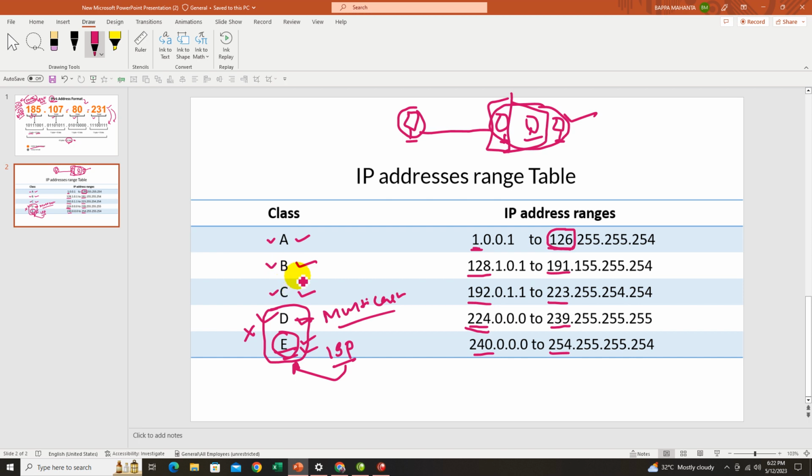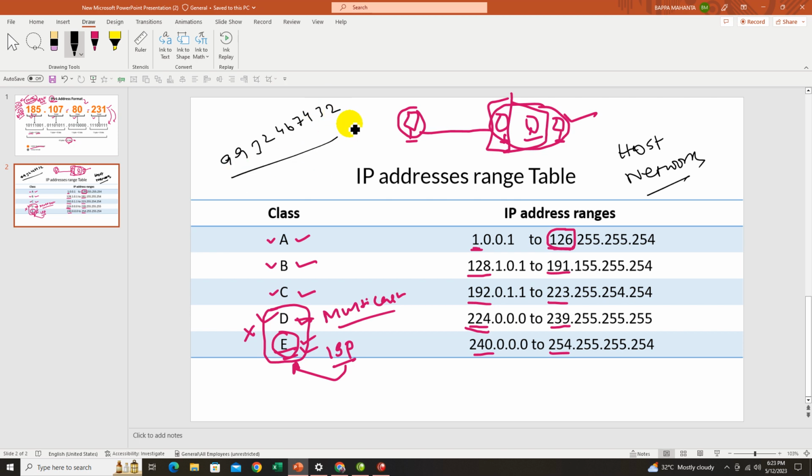One more thing you need to understand: any IP is divided into 2 parts, host part and network part. Let me give you a clear example. Suppose your mobile number is, let's assume, 993246, any number I am taking randomly, that is not my number. My handwriting is very poor, I'm sorry.